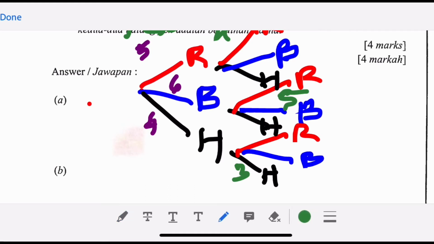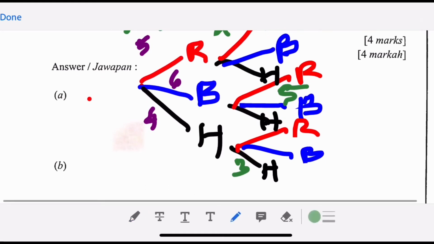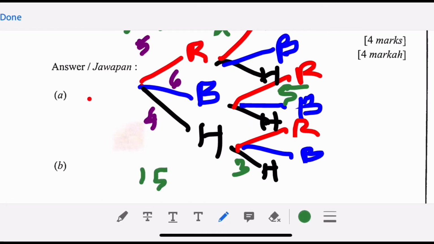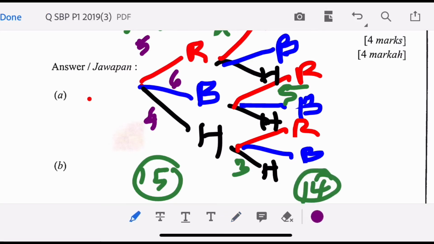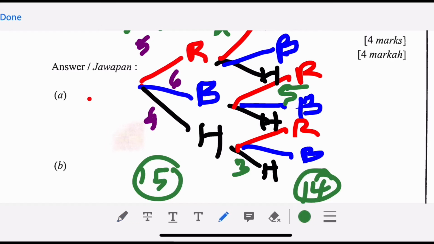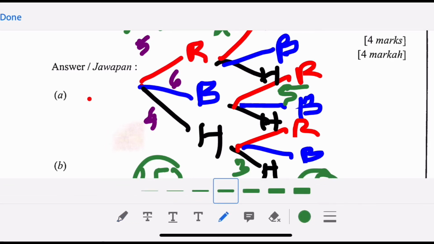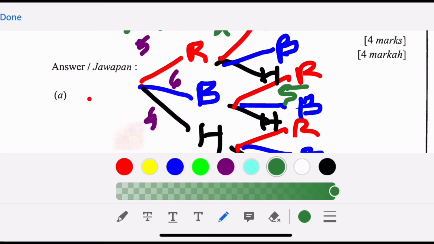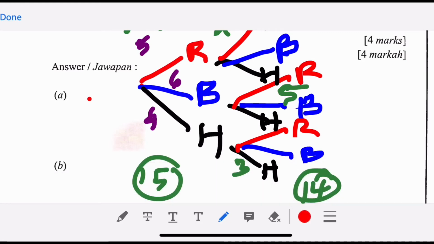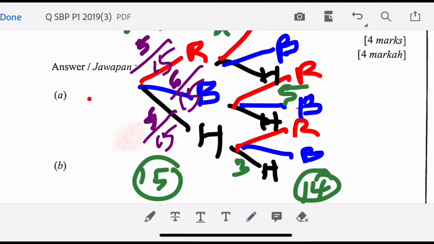So if we want all the same color, that means you can choose red for the first time and red for the second time. Or you can choose blue for the first time and blue for the second time. Or you can choose black for the first time and black for the second time. So when you see "and", red and red, blue and blue, black and black, you multiply.